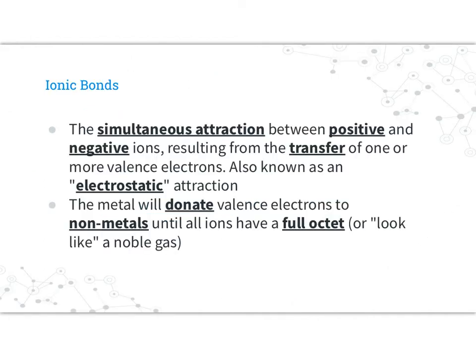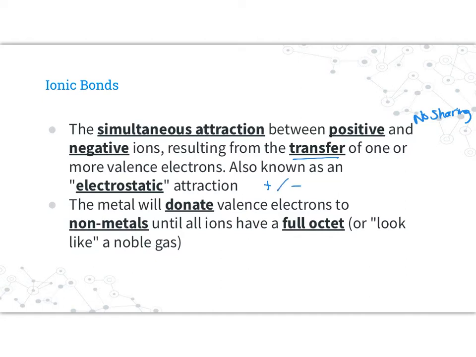So the first example of an intramolecular force is an ionic bond. An ionic bond is created by the simultaneous attraction between a positive and a negative ion. And those positive and negative ions are created by the transfer of one or more valence electrons. So there's no sharing in an ionic bond. An ionic bond can also be known as an electrostatic attraction. Electrostatic meaning the attraction between a positive and a negative.